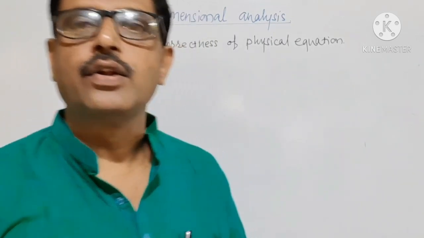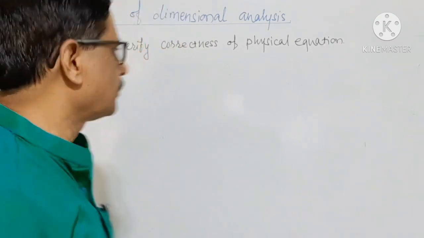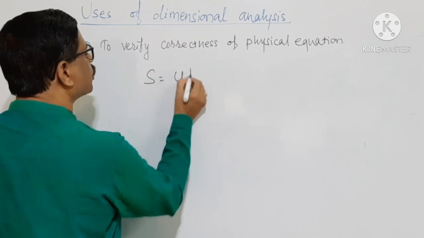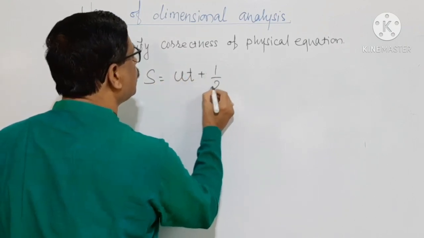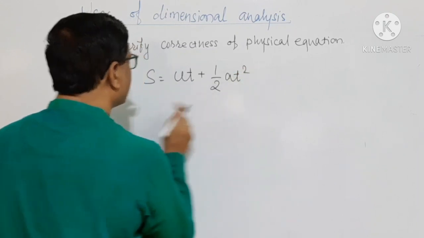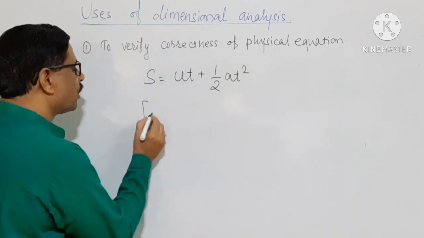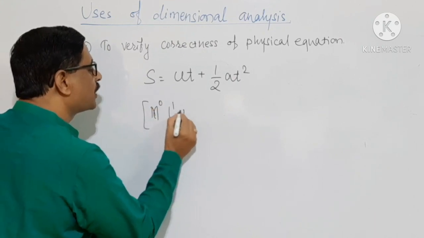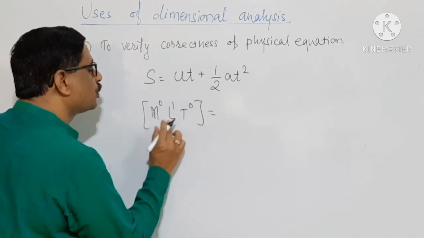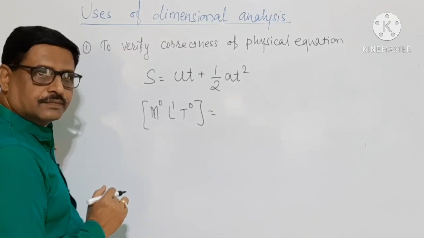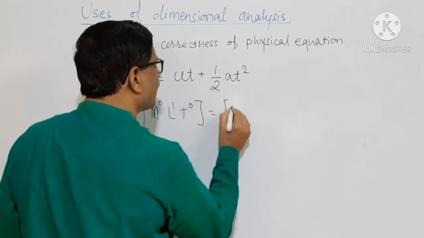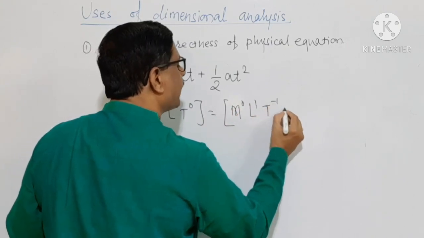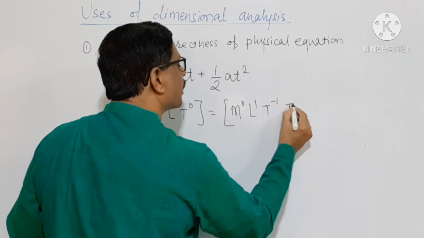In a similar manner, we will think of one more. This is the second dynamical equation: the displacement S is equal to ut plus half at square. Now S is displacement, and the unit of displacement is meter. The dimensions of displacement are M0, L1, T0. U is initial velocity. Its dimensions are M1, L1, T minus 1. And here one more T is there, therefore T plus 1.